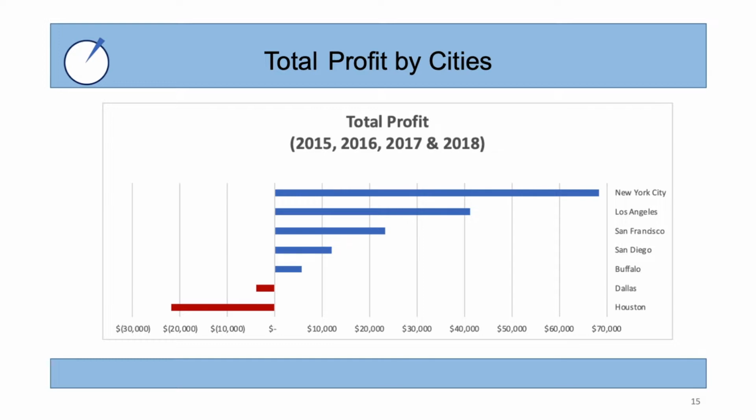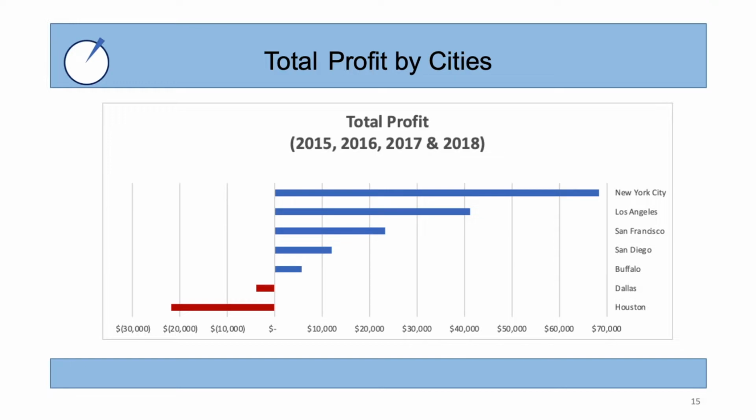So that means we need to look into sales in this state to see if we can improve the profit in both Dallas and Houston. It's also important that we take a closer look into the sales of New York City and Los Angeles because they performed well profit-wise. Perhaps there's something we can learn to improve the sales and profit in Dallas and Houston as well.